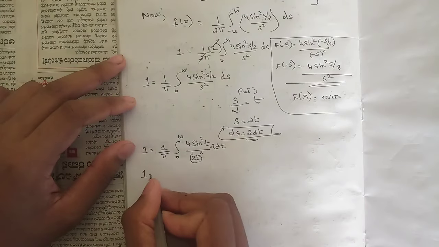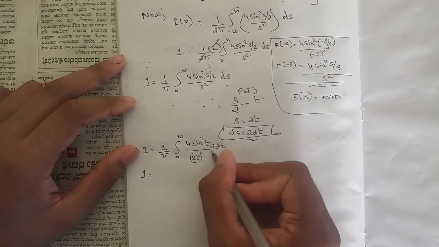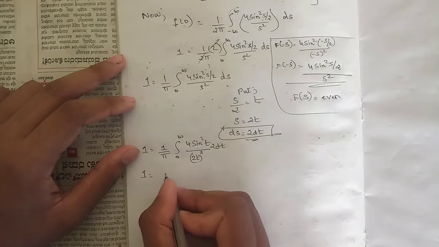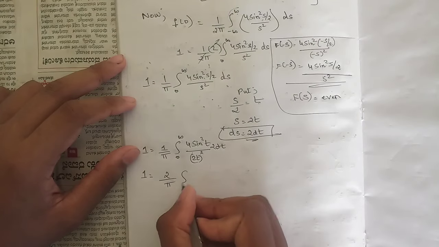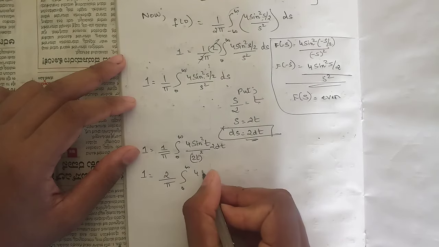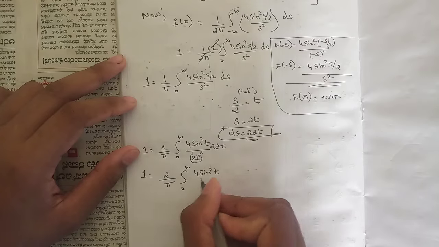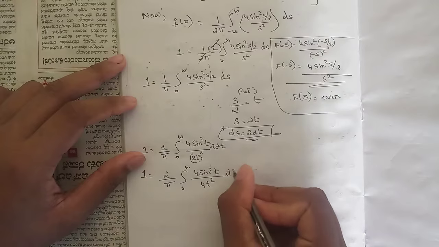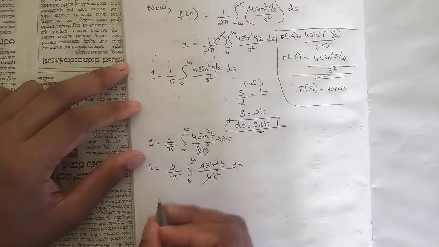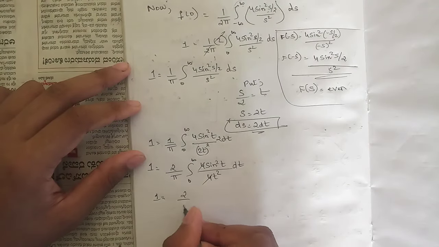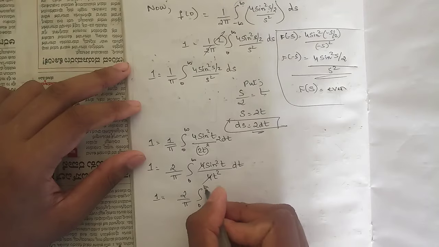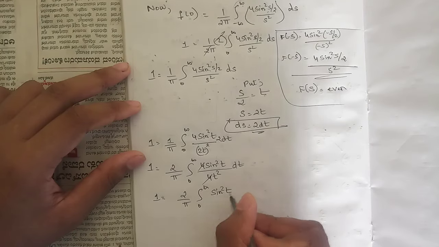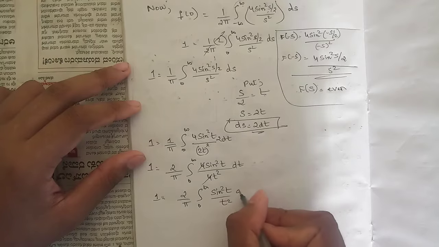So now we bring this 2 outside, so this will be 2 by pi from 0 to infinity 4 sine square t divided by 2t the whole square, which is 4t square, into dt. Cancel this 4 and 4, so the remaining terms are 1 is equal to 2 by pi times the integral from 0 to infinity of sine square t by t square into dt.